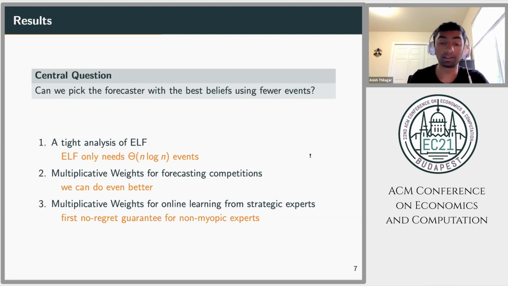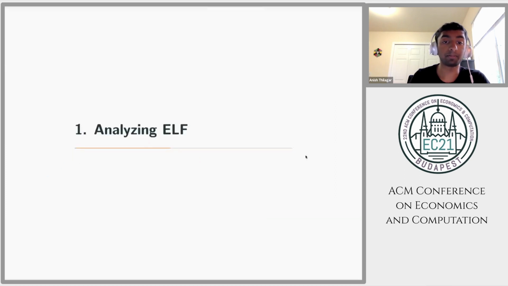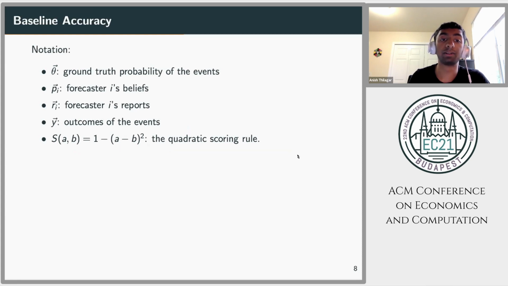So now let's take a look at these results. We'll start with the first one, and we'll do a more careful analysis of ELF. To analyze that, first we're going to need to introduce a little bit of notation.